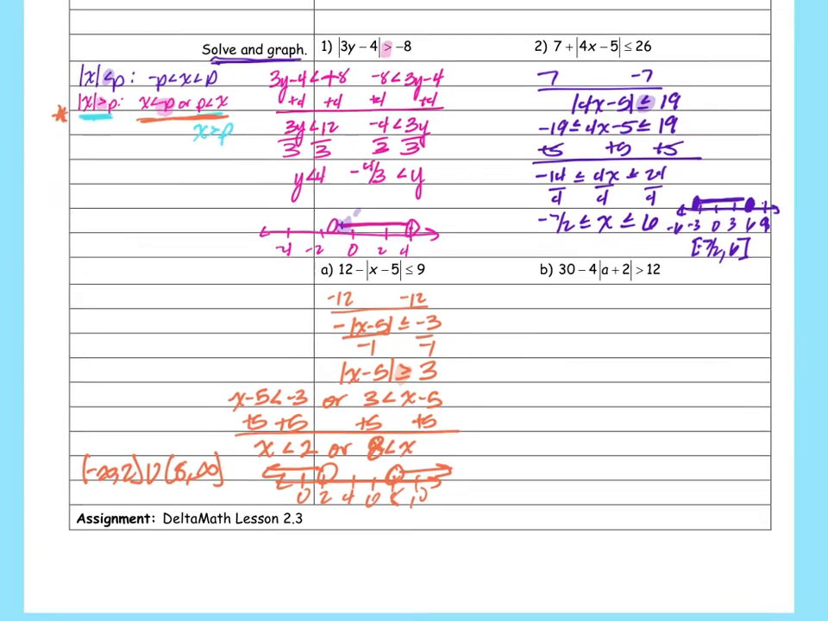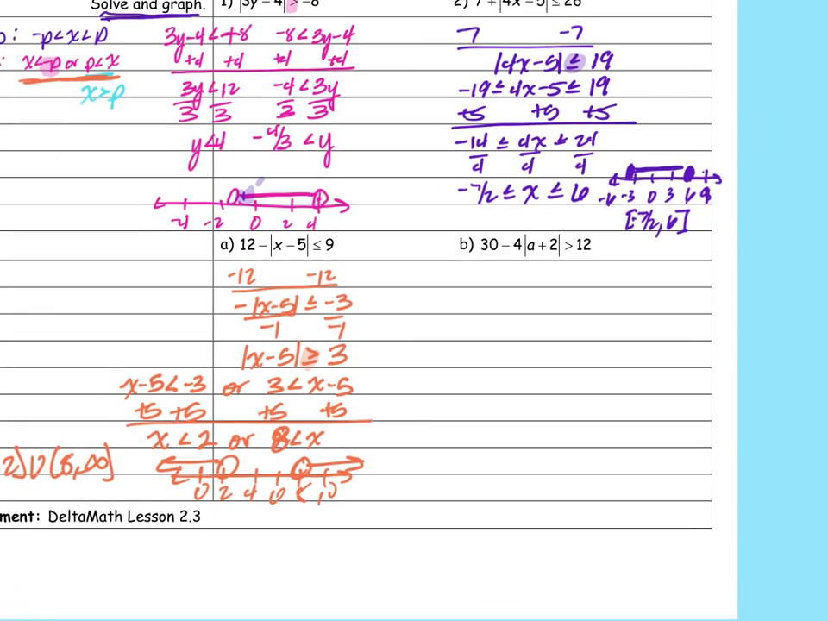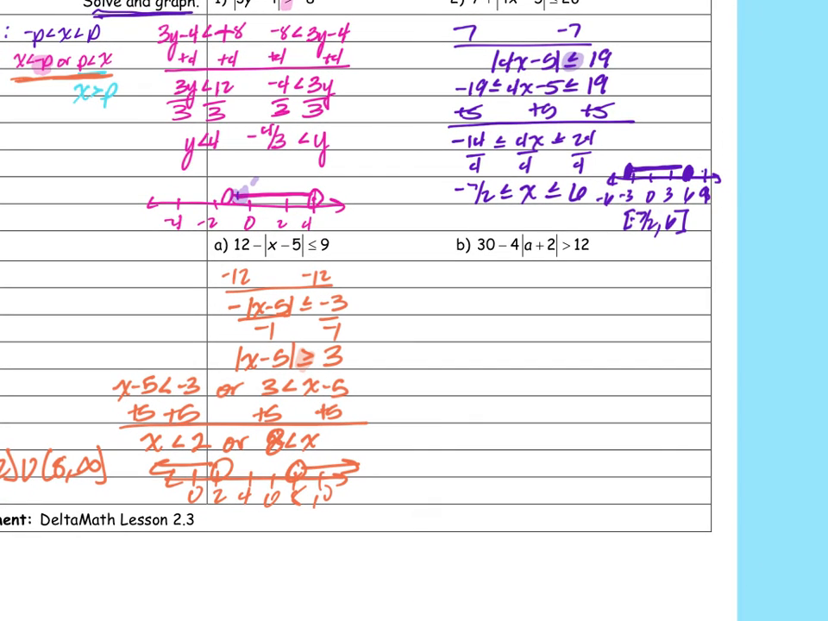And then B, I have to get the absolute value by itself again. So subtract 30. And I get negative 4 times the absolute value of 8 plus A plus 2 is greater than negative 18.